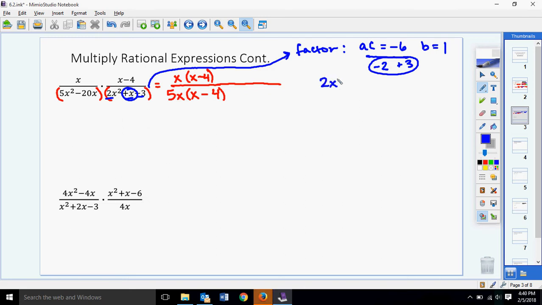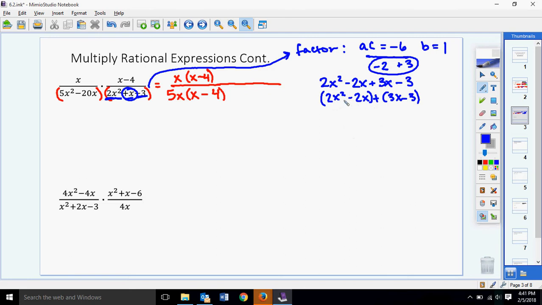Well, my first is still the 2x squared. And instead of writing plus x, I'm going to write minus 2x plus 3x. Remember, those came from the factors. And lastly, I have this minus 3. After we rewrote this problem, remember this is the second denominator, we factored by grouping. So my 2x squared minus 2x was grouped together, and my 3x minus 3 was grouped together.